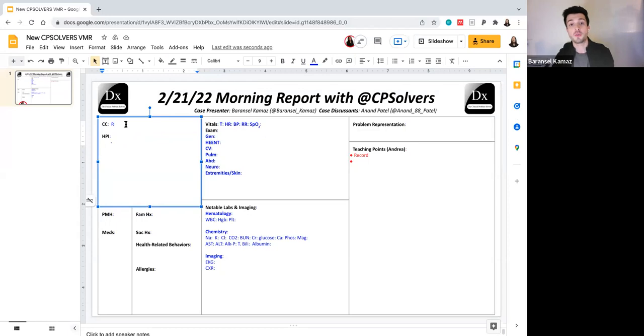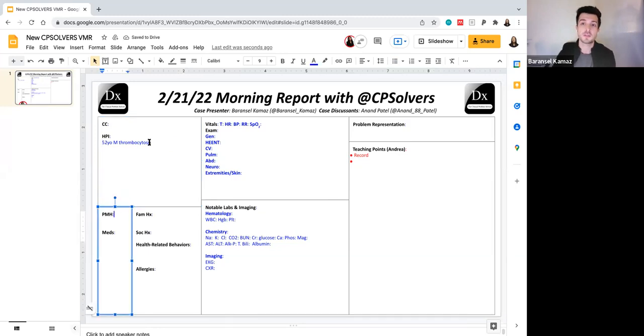So we have a 52-year-old male presented with thrombocytosis. He doesn't have a previous health record, so this is the first time he's presenting, and he's relatively healthy. His only complaint was exercise intolerance and shortness of breath. He was complaining about shortness of breath for the past couple of years, but other than that, he doesn't have any medical history or comorbid conditions. He's not using any medication, and he doesn't have any allergies. So those are the basics of this patient.